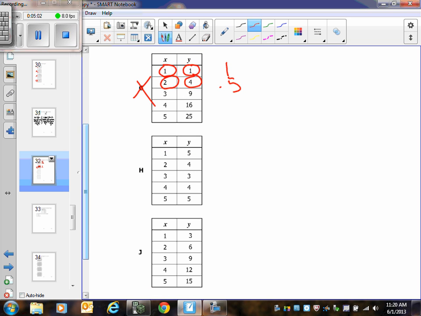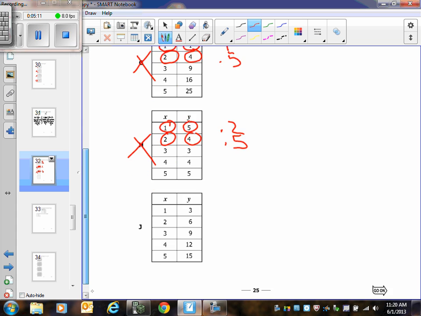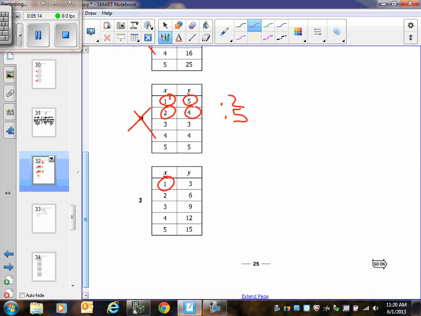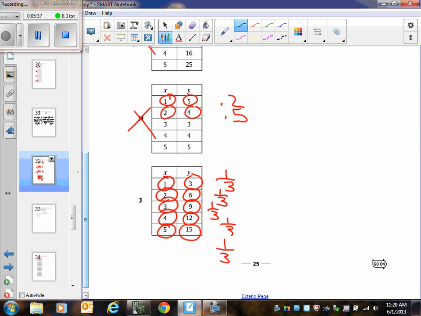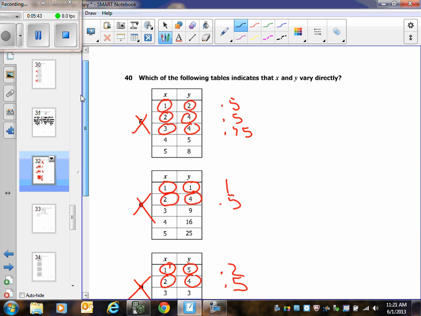Moving on to choice H, 1 divided by 5 is 0.2, 2 divided by 4 is 0.5. It's not choice H, so hopefully it's choice J. 1 divided by 3, let me keep this as a fraction, is 1/3. That's a repeating decimal. 2 divided by 6 will reduce to 1/3. 3 divided by 9 will reduce to 1/3. 4 divided by 12, yay, will also reduce to 1/3. And 5 divided by 15 will also reduce to 1/3. So it looks like our answer is choice J because we got the same constant each time.